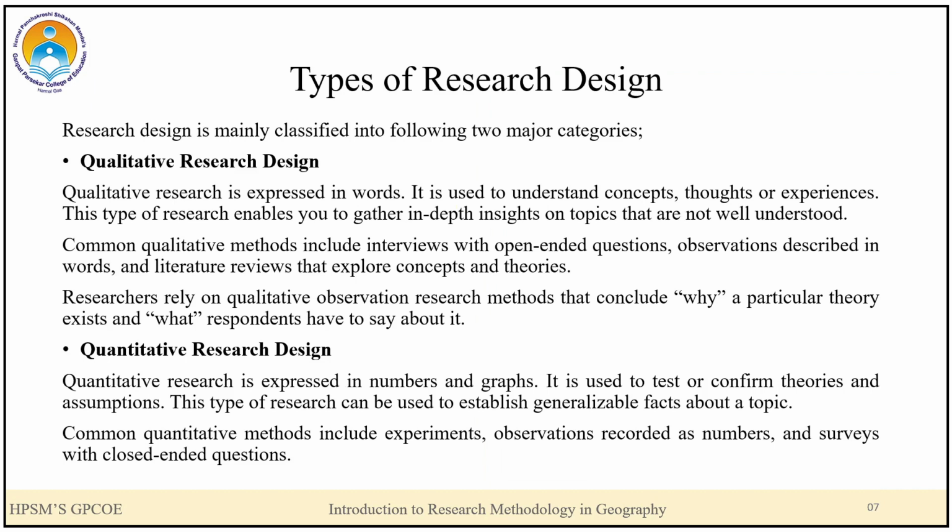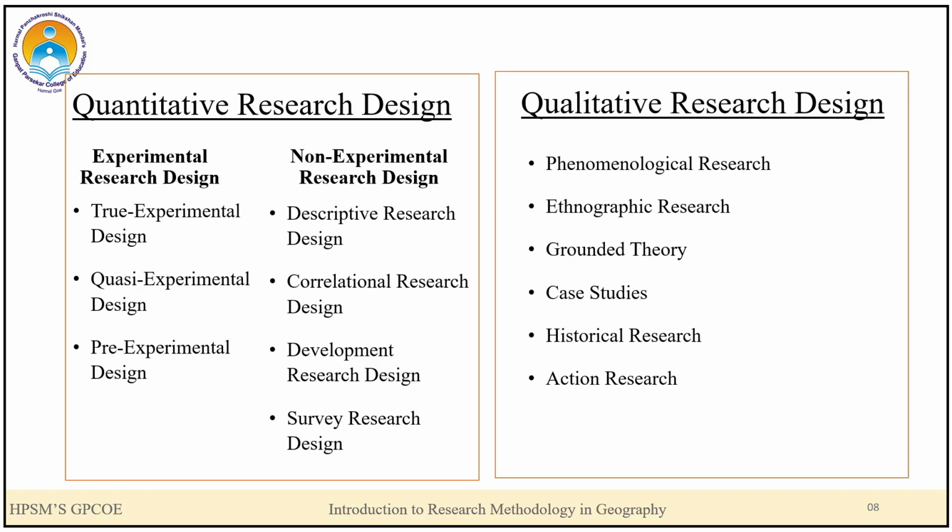Research design is classified majorly into two types, that is quantitative research design and qualitative research design. Under quantitative research design it is further classified into several types, that is experimental research design and non-experimental research design. What do you mean by this experimental research design? Experimental research design is where the researcher is trying to investigate the interaction between the independent and dependent variable.